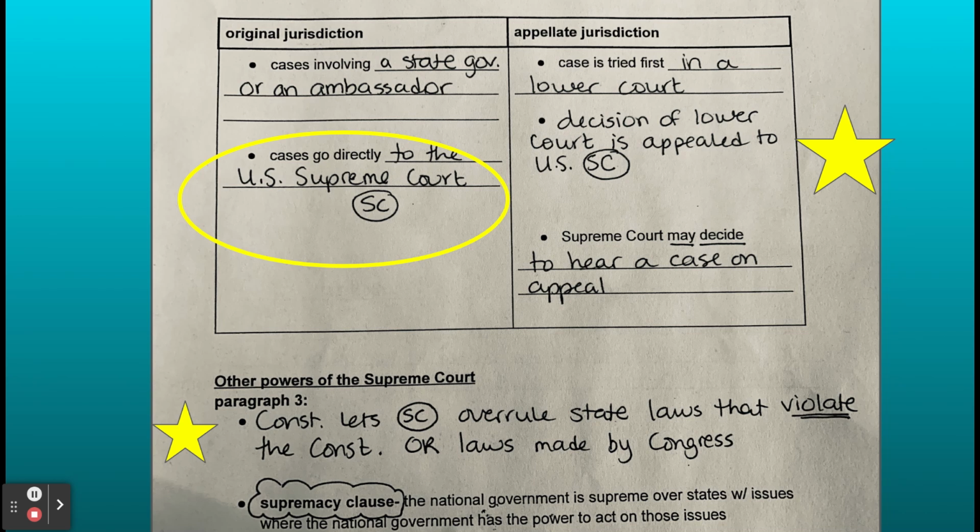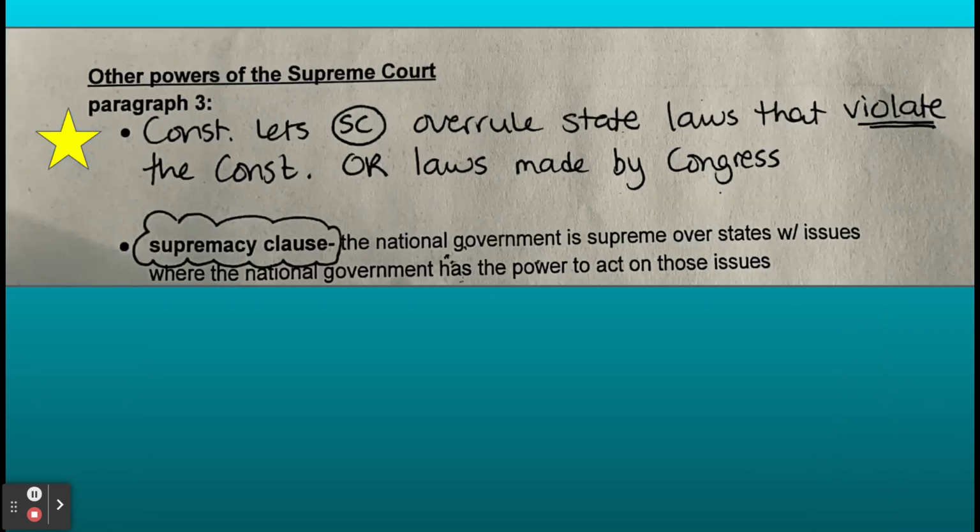All right, so this part down here, other powers of the Supreme Court, I think I have that on the next slide. Yeah. So a close-up of this on this slide is that this fact is important, and not everyone had the accurate information for this fact. So the Supreme Court can overrule state laws that violate the Constitution or laws made by Congress that violate the Constitution. All right, so that's important to realize.